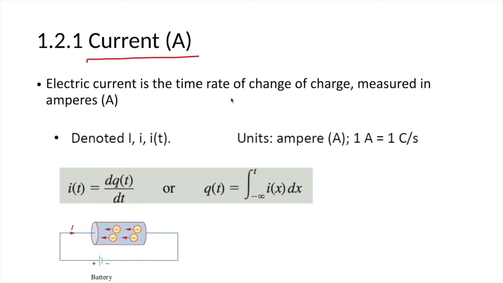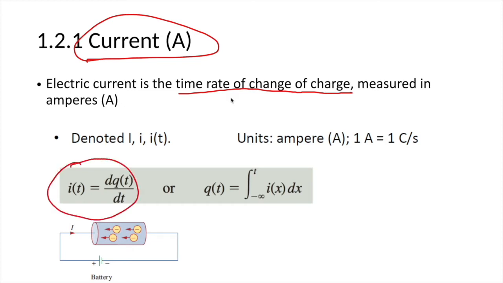For the current, we learned about current in our physics course. The definition of the current is the time rate of change of charge. So it is the rate of change of charge. So i(t) equals dq(t) over dt, depending on how fast the charge changes. And 1 ampere equals 1 coulomb per second.